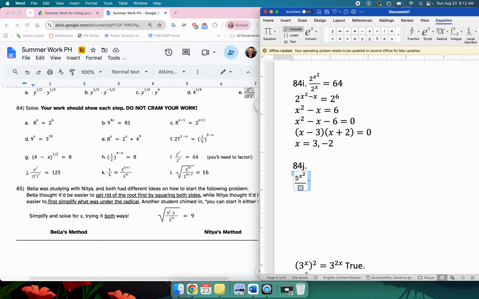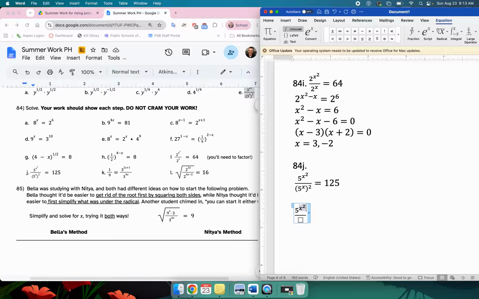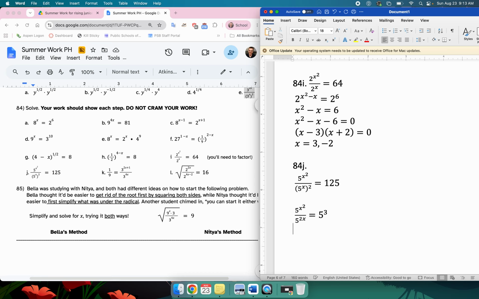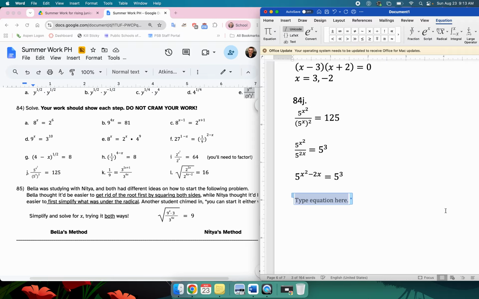5 to the x squared over 5 to the x squared, which is not the same thing, equals 125. That denominator can be simplified to 5 to the 2x, and then the right-hand side, that's 5 cubed. That's 5 to the power of x squared minus 2x is equal to 5 to the third. So that's x squared minus 2x is equal to 3.